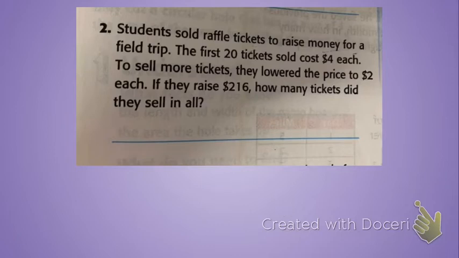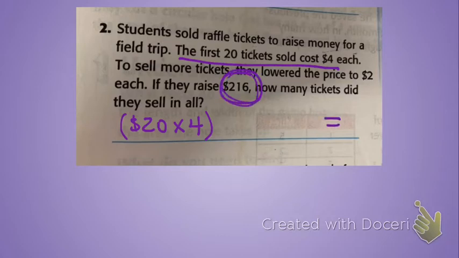All right, so what's the first thing we know? They even say first, right? So the first 20 tickets that they sold were at $4 a piece. So we can go ahead and write that down as an expression. So we have 20 tickets, and they sold that for $4, right? That's how much they originally started with. Now, while we're working backwards here, we know at the end we have $216, right? Oh, and why did I put an equals there?